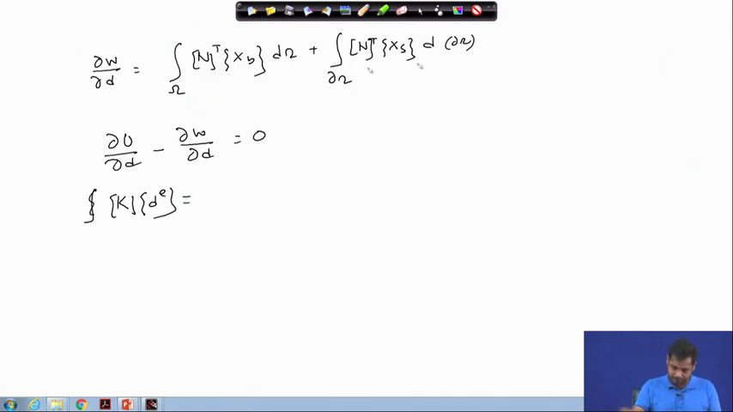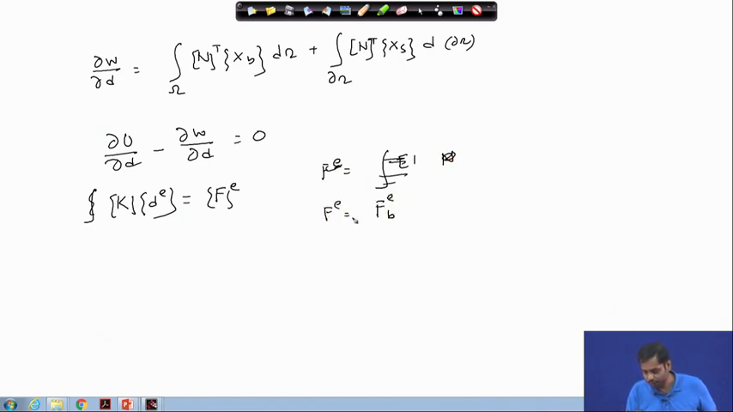We can take it to the other side, and this load vector will be f e, and this f e is the integration of N transpose. This f e has two parts: one is f e b, the body force part, plus f e s, which is the surface force part. Now, for a given element, we know the shape functions, and if we substitute the shape functions and integrate over the domain, over the entire body, or in the case of a beam, over the length of the beam, we get the corresponding forces.